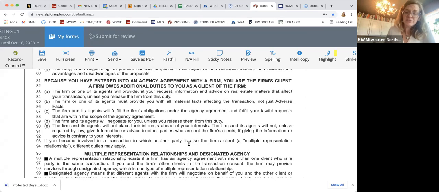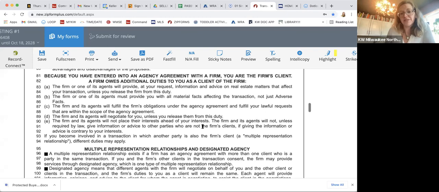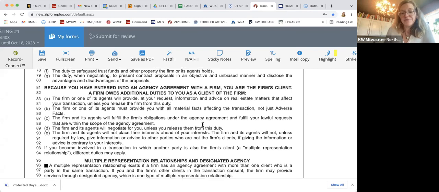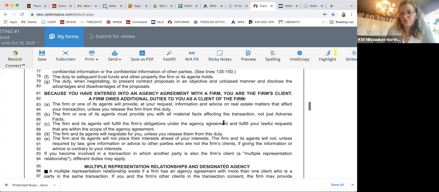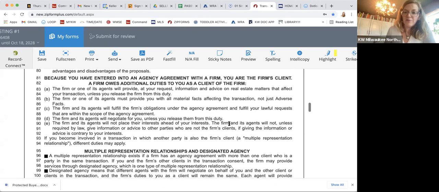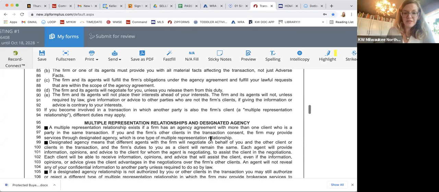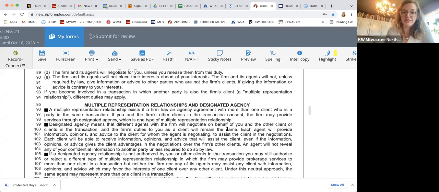And why, which will set us up for multiple representation. Why designated agency is so important, and why I'm of the opinion that working as a dual agent, working as an agent with only the capabilities to act neutral in a transaction, is counter to why people are entering into agency agreements in the first place. So: multiple representation, relationships, and designated agency.